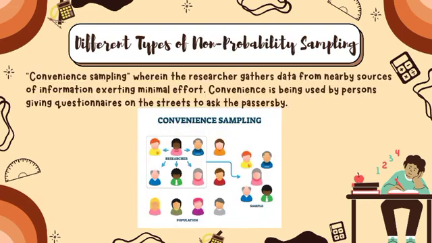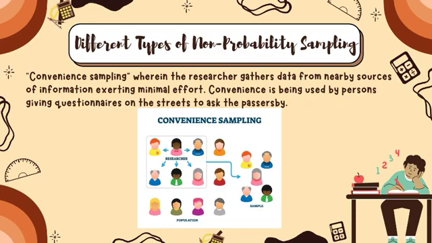So, may tinatawag tayong non-probability sampling. First ay ang convenience sampling, wherein the researcher gathers data from nearby sources of information, exerting minimal effort. Convenience is being used by persons giving questionnaires on the streets to ask the passersby. So, ito yung malapit lang sa'yo. For example, yung kapitbahay nyo na mabilis mo lang mapuntahan.